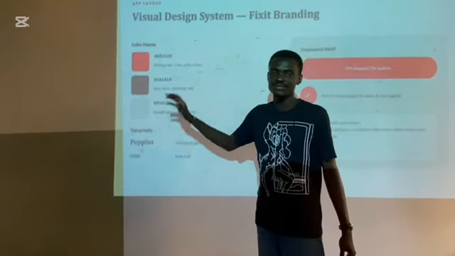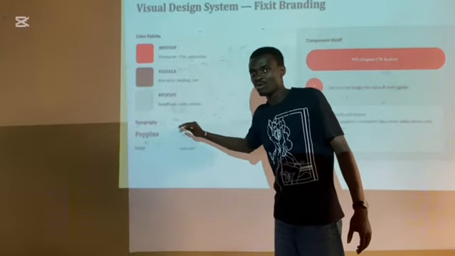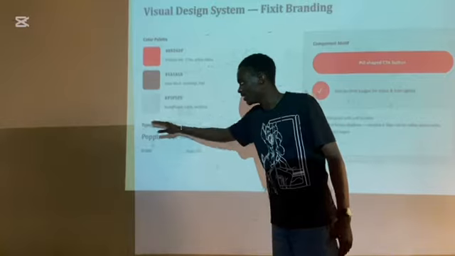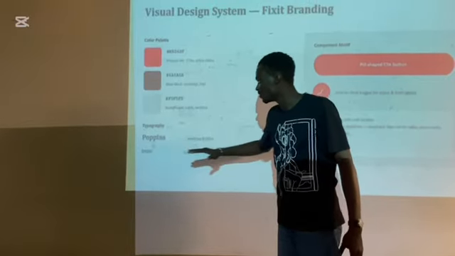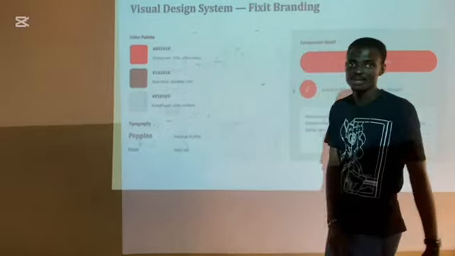For the typography, which is the font, we went for Poppins. And like my colleague said earlier, the Google Fonts library has this particular font here. So we use Poppins for the headings and the titles, and the footer for most of the body text.